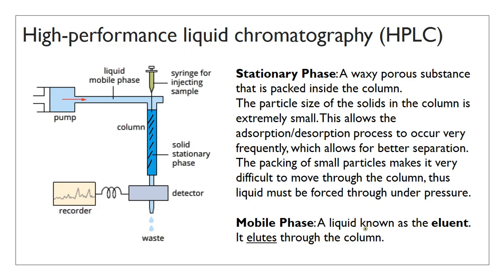Now the mobile phase in this case is a liquid because it's high performance liquid chromatography. There's a technique that used to be in the course, but they removed it, called gas chromatography, and that's when you use a gas as a mobile phase and you use it to determine gas compositions in, say, an air mixture or even perfumes and things like that. But anyway, if it's HPLC, the mobile phase would be a liquid, has a name called the eluent, and I'm pretty sure I pronounced that incorrectly. It's going to elute through the column.